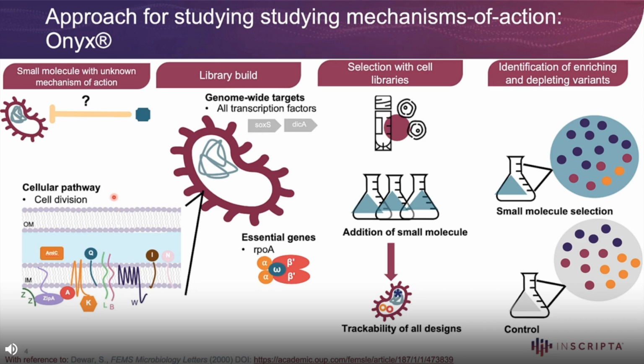So once you have your libraries designed and built, you're able to then use them in selection experiments. You would grow your cell library with the addition of your small molecule. After you complete your selection experiment with the Onyx, all of the designs are trackable, and so you're able to look at the distribution of the designs within the library. When you do that, it would be possible that you would see certain mutations which enrich upon the addition of your small molecule, or certain mutations which deplete in the population.